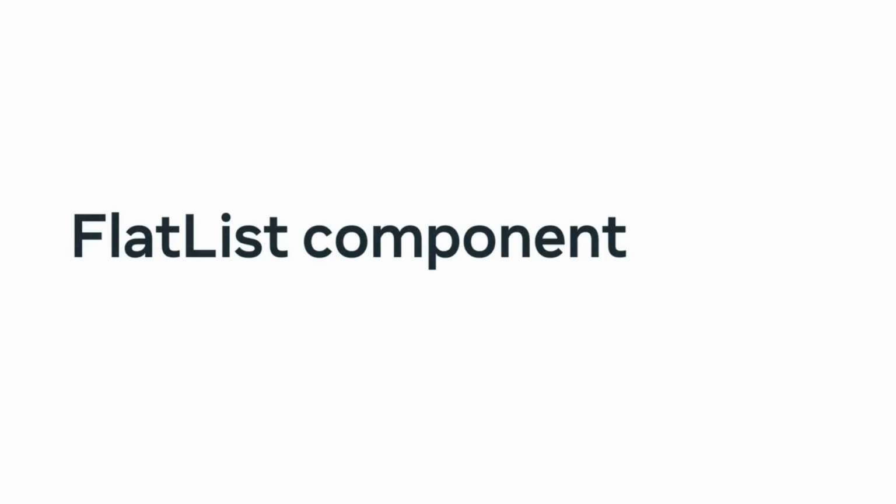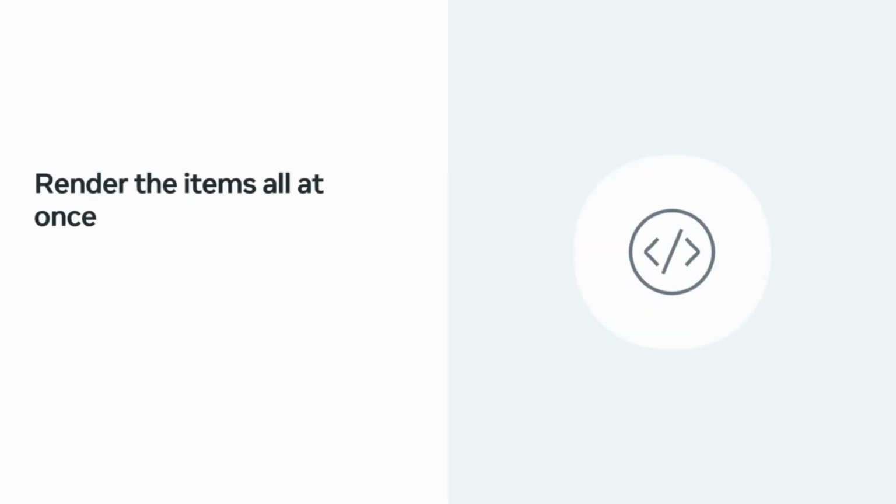React Native has another built-in component that can render large lists efficiently, the flat list component. This component renders the items lazily. What does lazy rendering mean? Well, instead of rendering the entire list at once, it only renders the items of the list as soon as they need to appear on screen. In addition to lazy rendering, the flat list component can take on the features of the scroll view component.